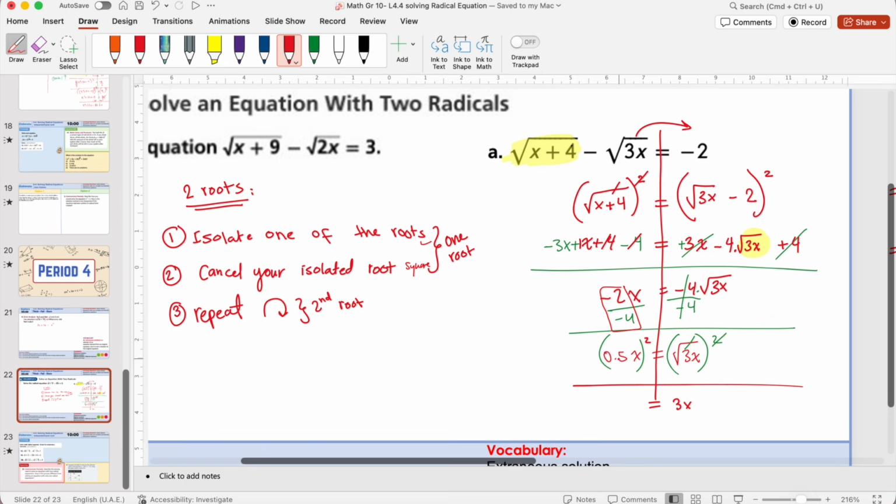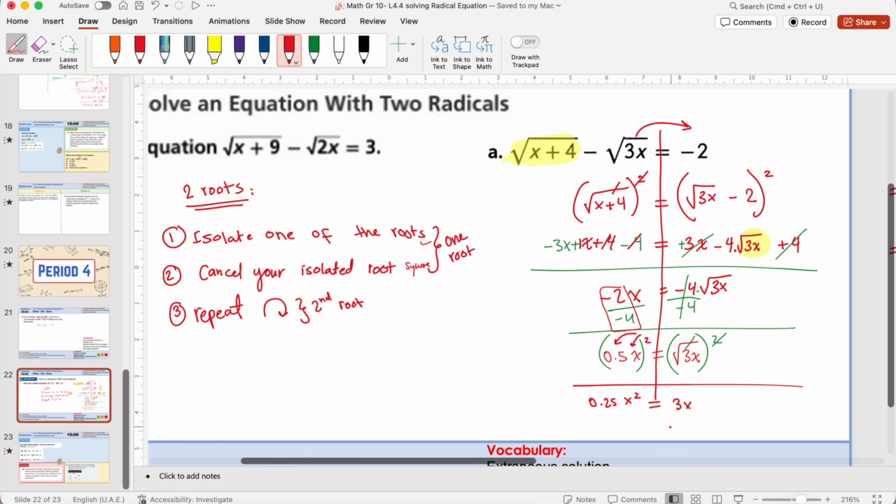How do we square this? Just square the 0.5 and square the x. Square both, by the way. So you have to do 0.5 squared. I think it's 0.25. And x squared is just x squared. 0.25 x squared. And then what do we do?